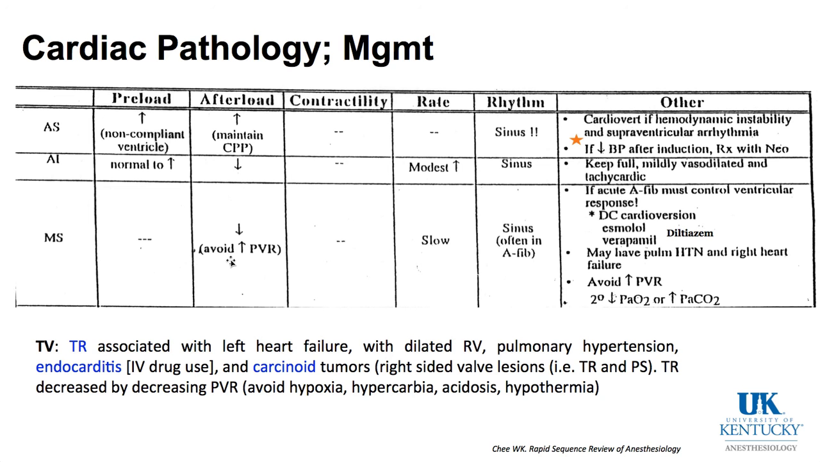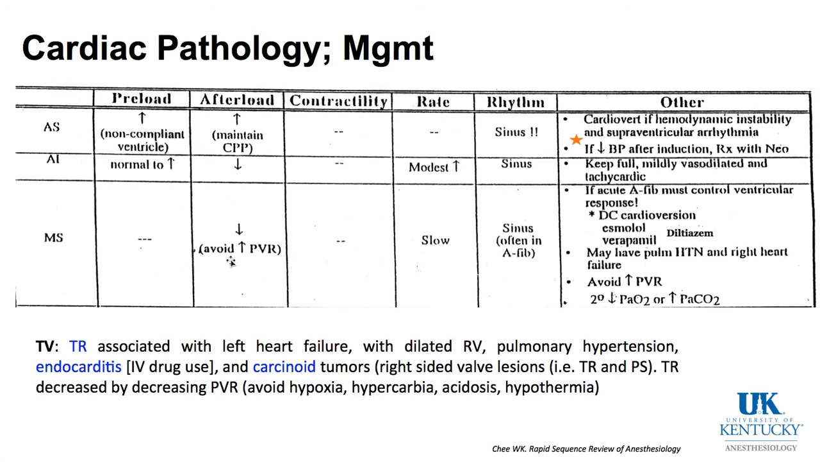Keep them in sinus. In fact, if you develop acute AFib in a patient with mitral stenosis, they may be severely hypotensive, and if they are, cardioversion is indicated. Otherwise, rate control may be important, and pulmonary hypertension and right heart failure are often associated.